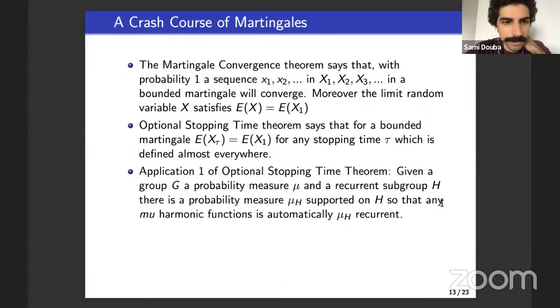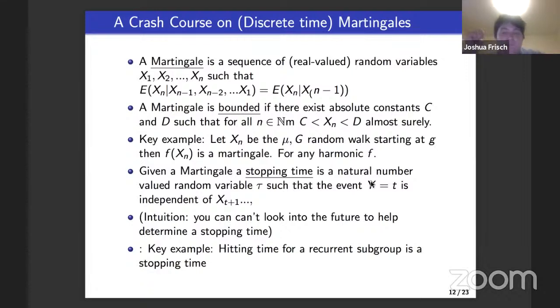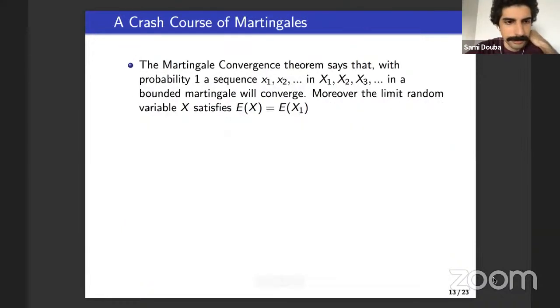Can I ask a question? It's not clear to me why you mentioned harmonic functions in the last bullet point of the previous slide. Well, just because technically, asking for a hitting time for a recurrent subgroup, what does it mean for that to be a stopping time? A stopping time has to be defined with respect to a martingale. I see. So that's why you have to apply the harmonic function to your group. It's sort of a technicality, if that makes sense. Okay. Did that answer the question?